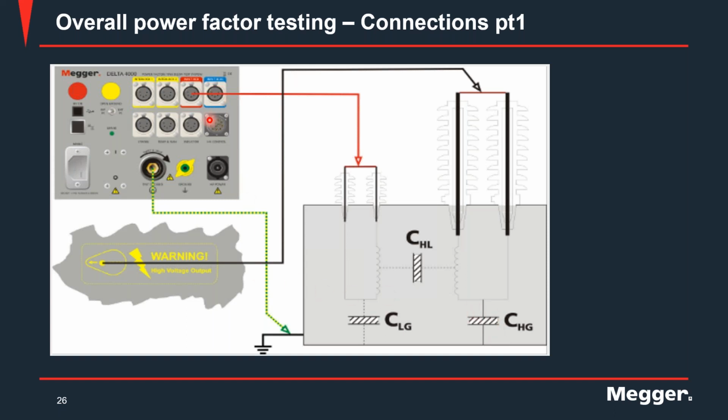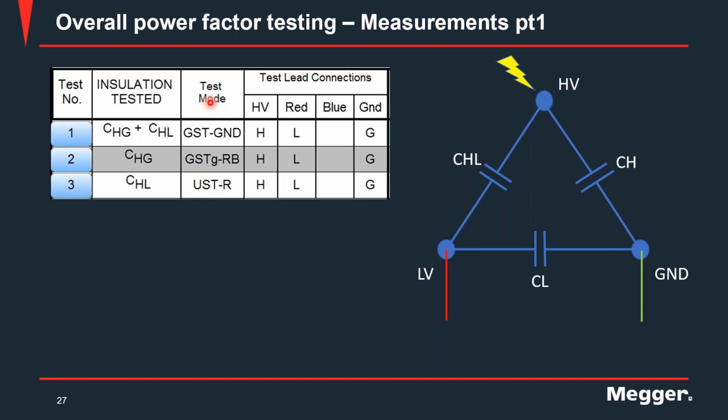Typically on your power factor tests, you will see two of these measurement leads. One will be red in color, one will be blue in color, and one measurement lead is what you would use typically. So with these connections in place, we run three measurements: one in GST mode, one in GST-G, one in UST. In the GST mode, the red current and the ground current get measured, and so we end up measuring both CHL and CHG.